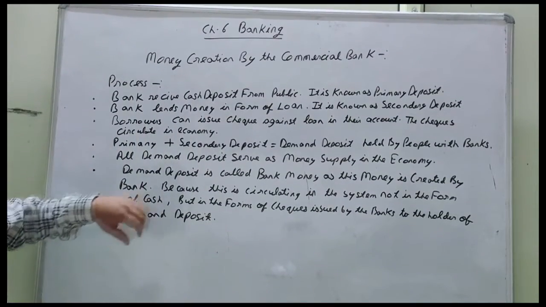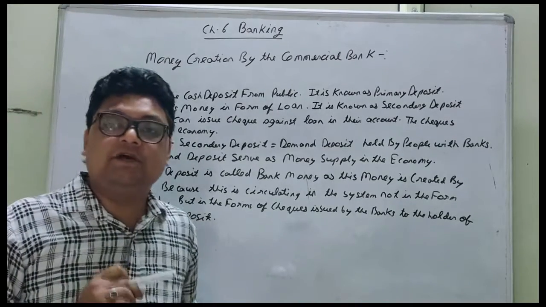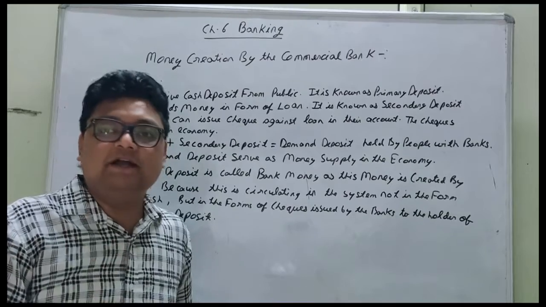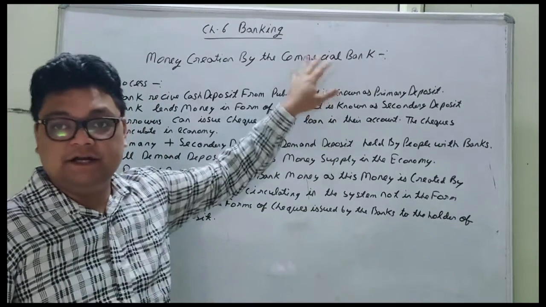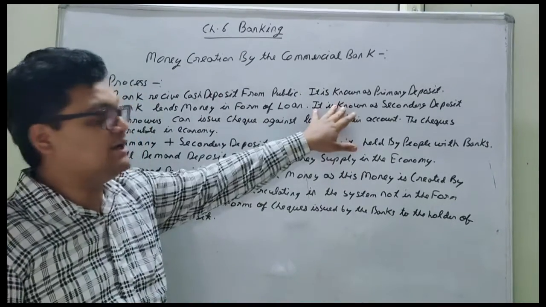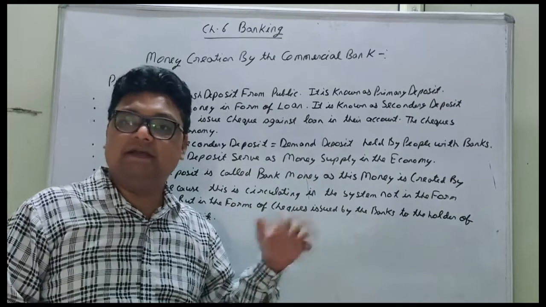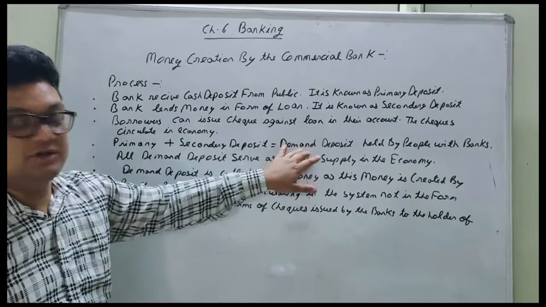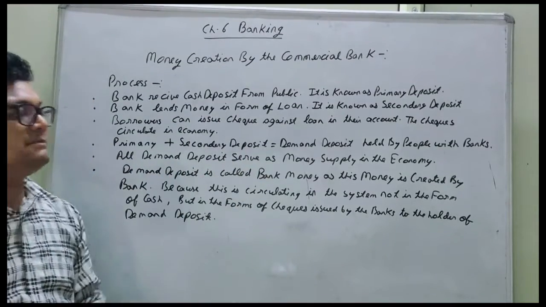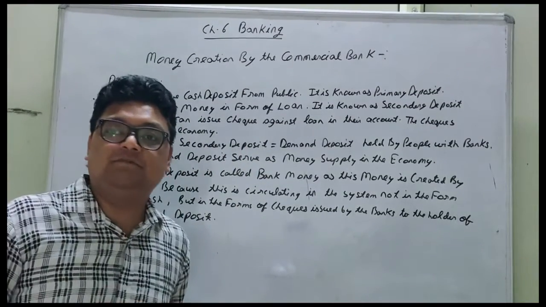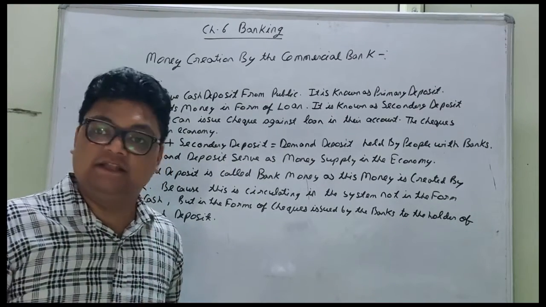Primary plus secondary deposit equals demand deposit. We learned in the previous class, in the measures of money under M1, there is demand deposit. Demand deposit is created through primary and secondary deposit. Primary deposit is the money deposited by the public in the bank, and secondary deposit is the loan provided by the bank. So when we add both, primary and secondary, it creates demand deposit held by the people with the bank. All demand deposits serve as money supply in the economy. So all these demand deposits, primary and secondary, serve as money supply to the economy of a country.